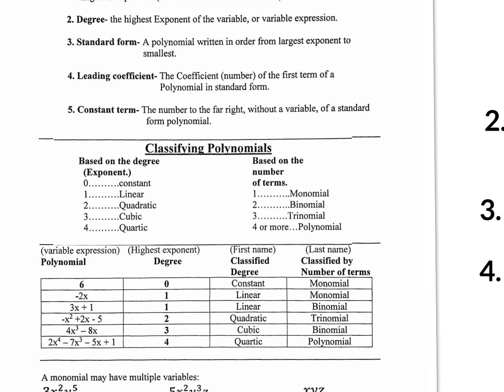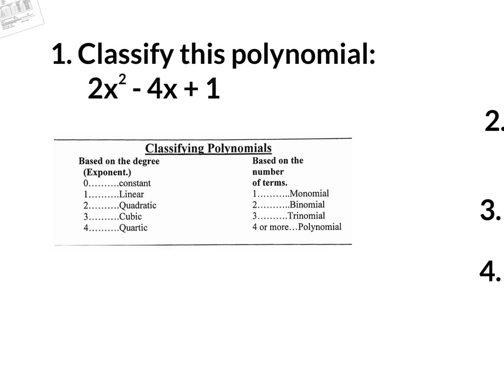So this is the part that you have to memorize. First name and last name comes from the degree and from the number of terms. Based on the degree is 2, so that would be a quadratic, and there's 1, 2, 3 terms, that would be a trinomial. So quadratic trinomial is what this classifies as, and that's what you're going to have to select from the drop down menu or from the drag and drop options. Quadratic trinomial.